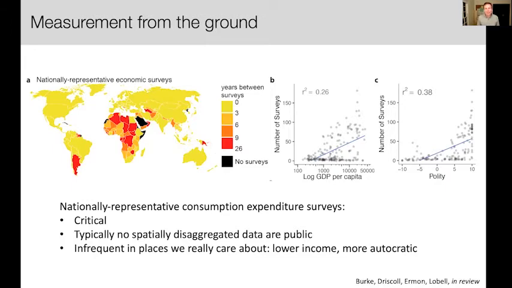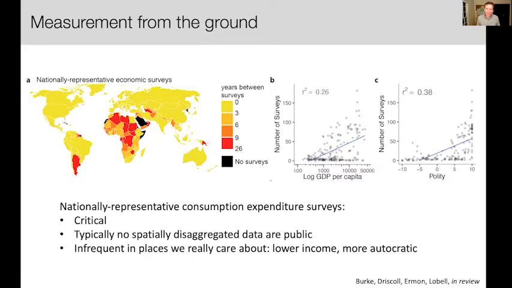And even where we have these nationally representative surveys, they're typically not available, or they're only very coarsely available to the public. Many of these will be summarized on websites like PovCal, but they'll have no spatial information besides knowing that you are in Kenya in 2005, for instance. So that makes it really hard to do a lot of the things that we would like to do with these surveys, as researchers and also as practitioners on the ground, to understand where progress is being made and where in a given country progress is not being made.